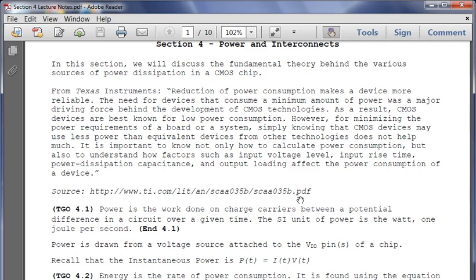We're going to define power as the work done on charge carriers between a potential difference in a circuit over a given time. The SI unit of power is the watt, or 1 joule per second. Joule is energy, seconds are time, potential difference is voltage. So we have a potential difference, for example from the source, and we are doing a certain amount of work on these charge carriers that flow through the channel. The amount of work done over the given time is power.